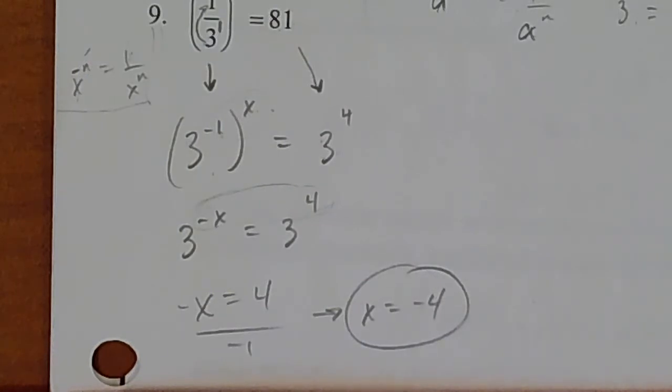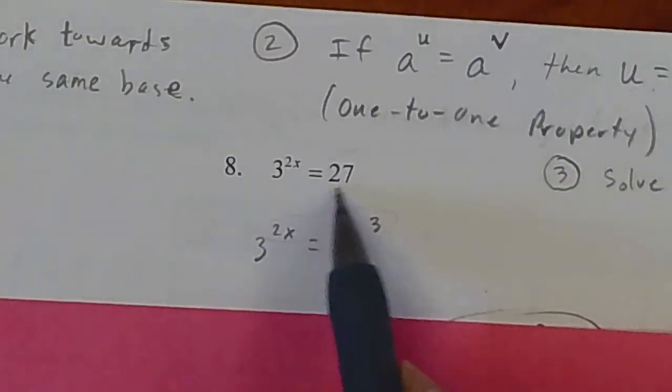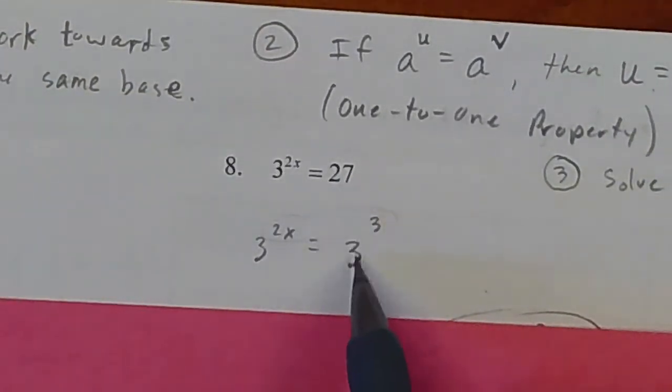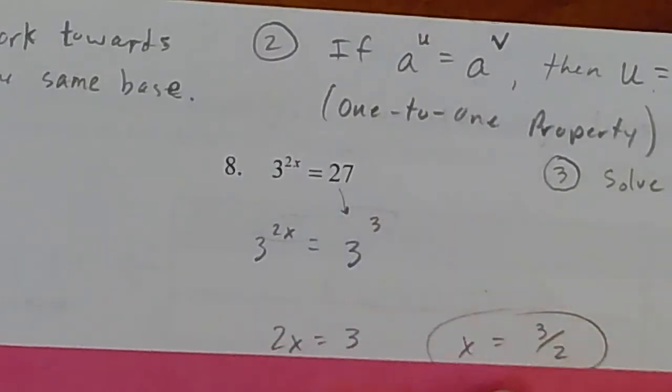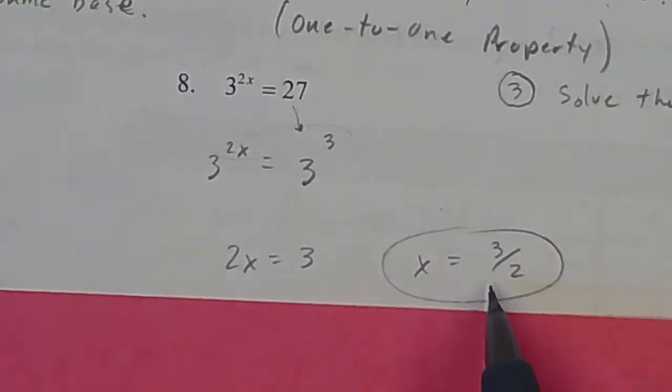It should take maybe about 3 minutes, and then we'll go over it. All right, so this is the bigger number. We can get by with just changing one side. So 27 is replaced with 3 to the third, and we're ready. 2x equals 3. We get 1.5 or 3/2.